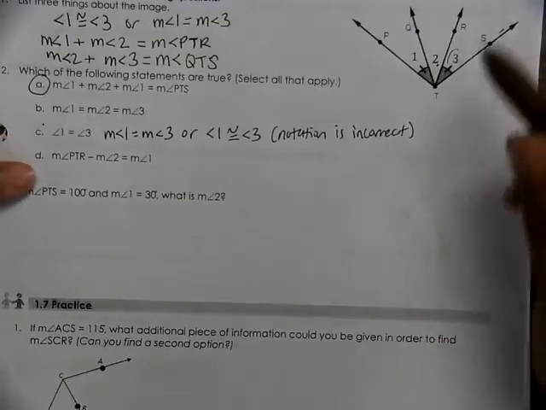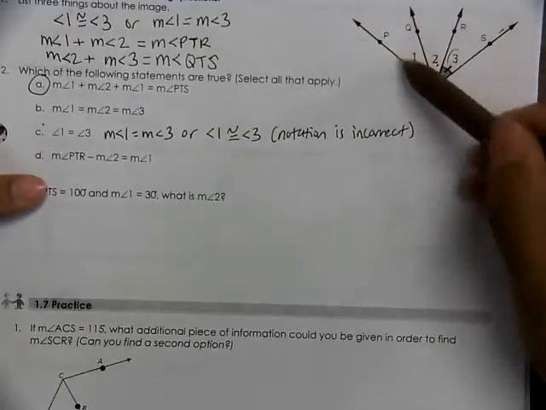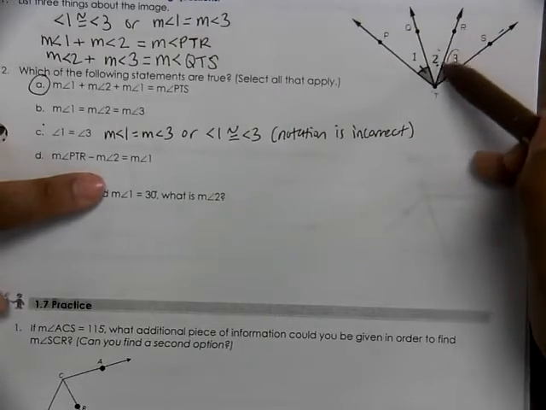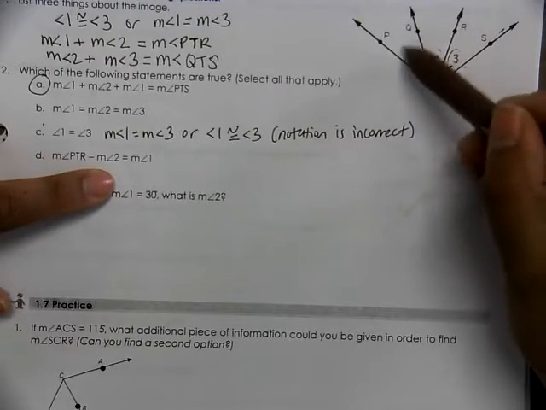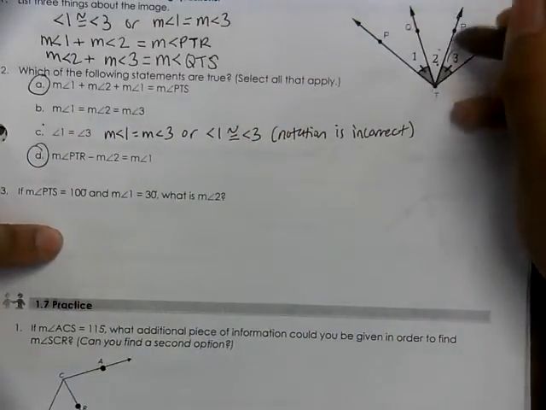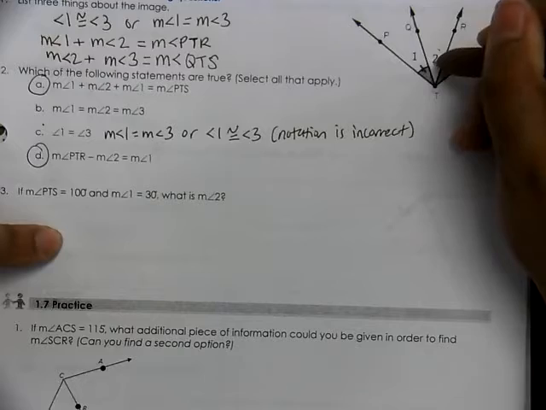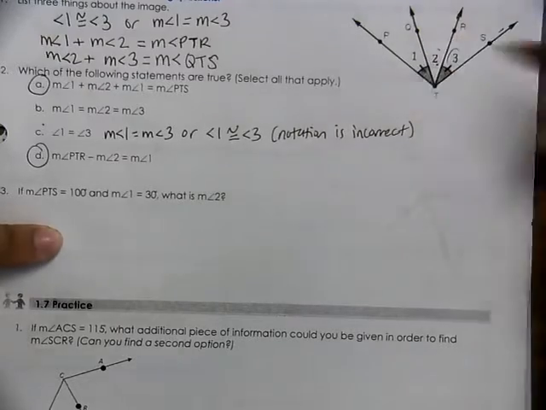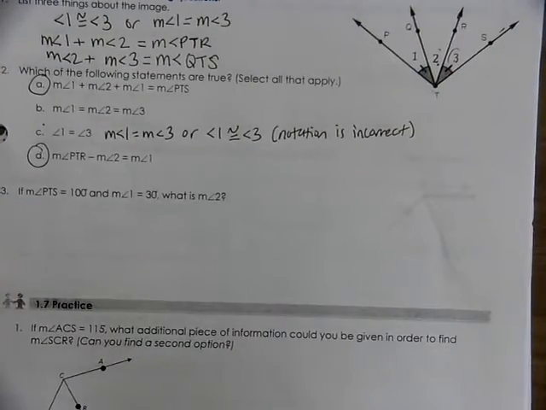And then finally, letter D says measure of angle PTR, and subtracting out angle 2 from that, you're going to be left with just angle 1. And that would definitely be true, because if you have this whole big angle, PTR, and you're just taking away 2, that's exactly what you're left over with. All right, on to number 3.